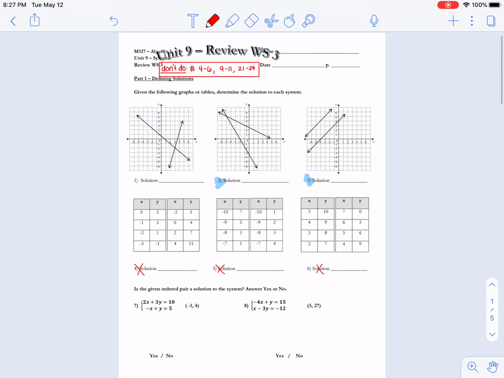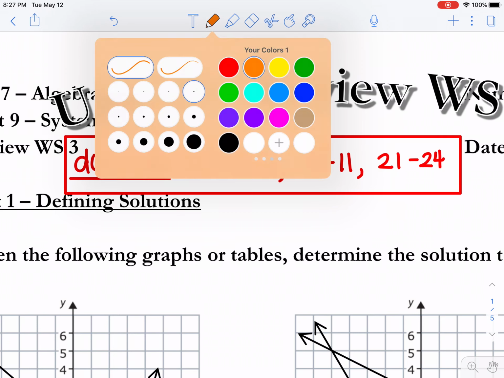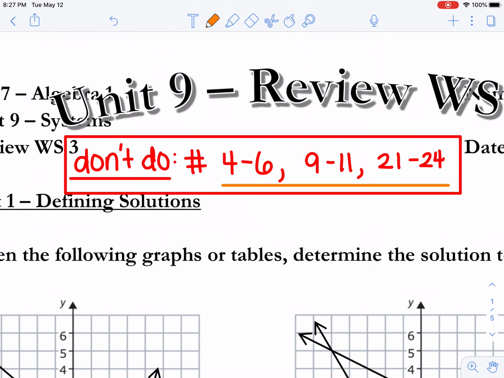I picked some out ahead of time, and I also want to cut some problems because of the nature of e-learning. We cut some things from certain sections, and a couple of sections altogether. Because of that, I do not want you to do these problems. I am going to post this in Schoology, but you don't have to do numbers 4 to 6, 9 to 11, and 21 to 24.